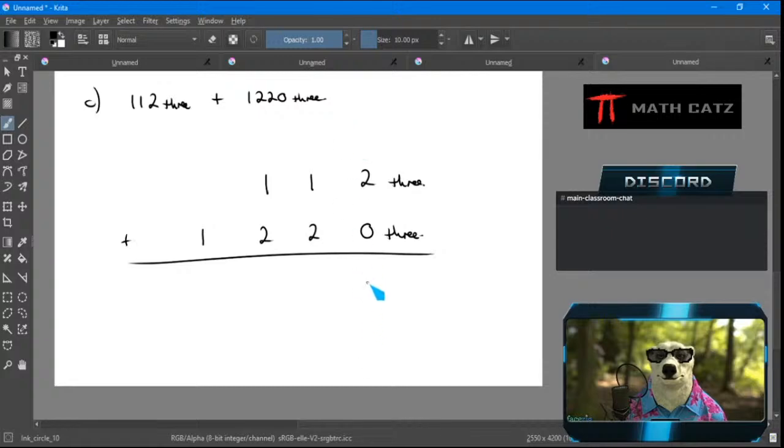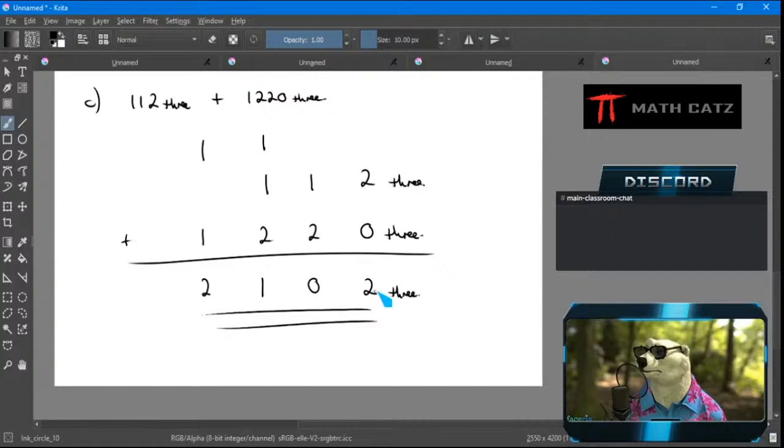First column, 2 plus 0, 2. Write my subscript before I forget. Next column, 1 plus 2 is one group of 3 and nothing left over. Next column, 1 plus 1 plus 2 is 4. That's one group of 3 and 1 left over. Last column, 1 plus 1 is 2. Done. 2102 base 3.